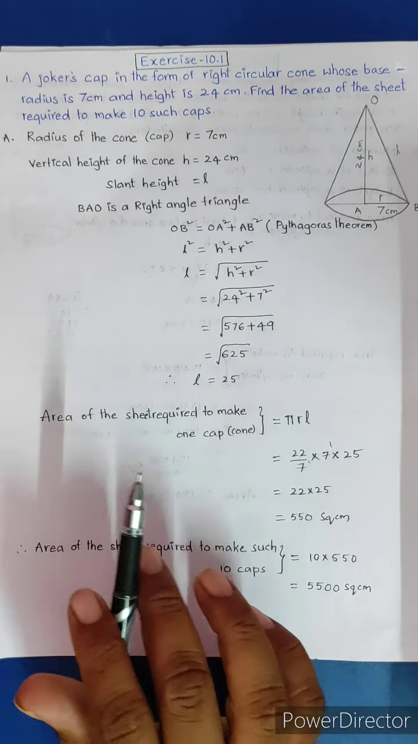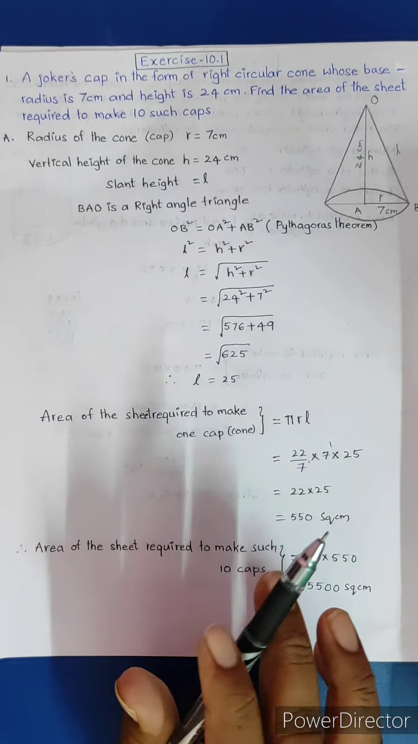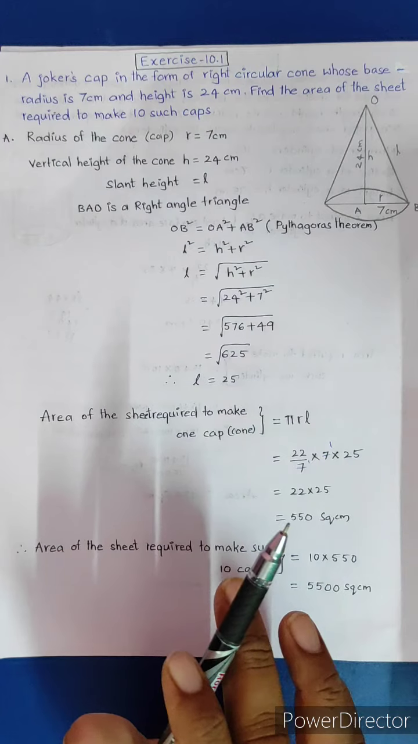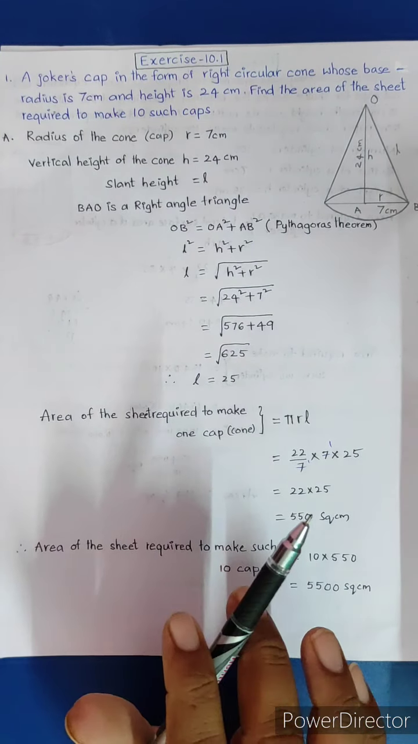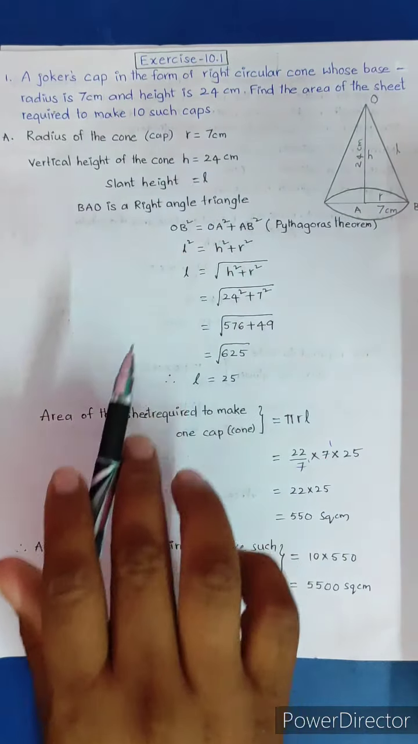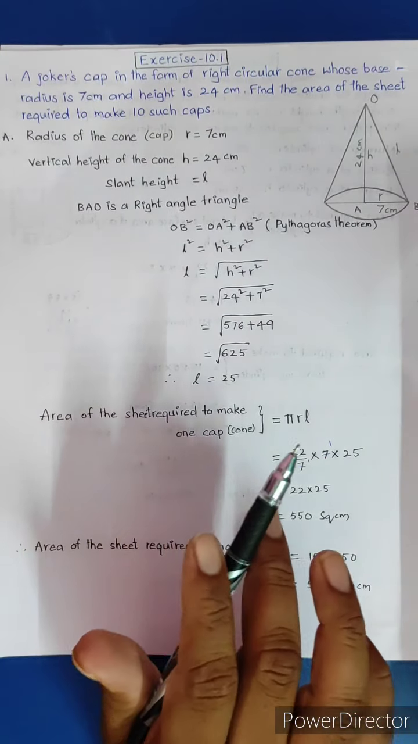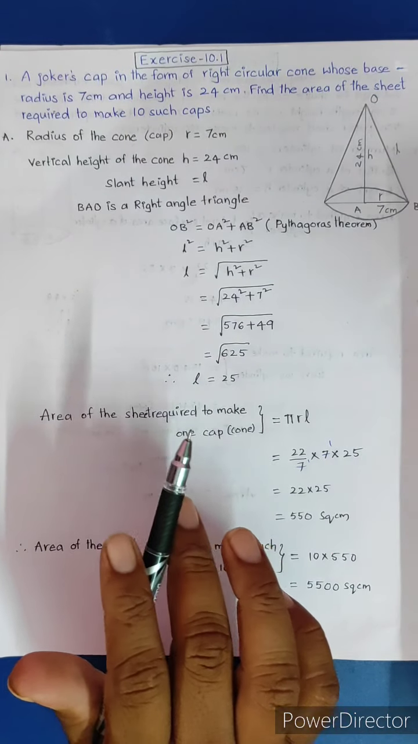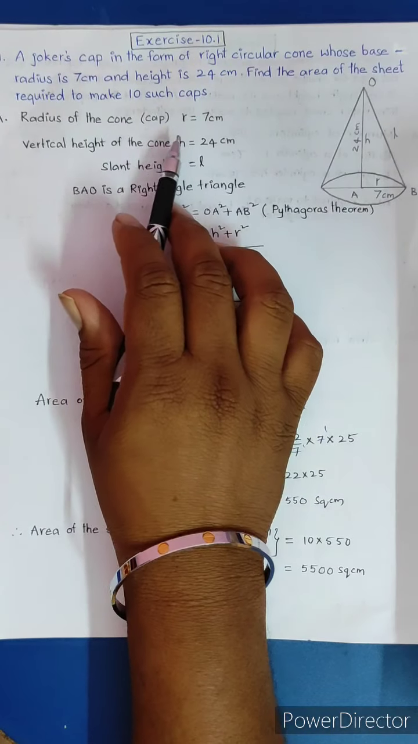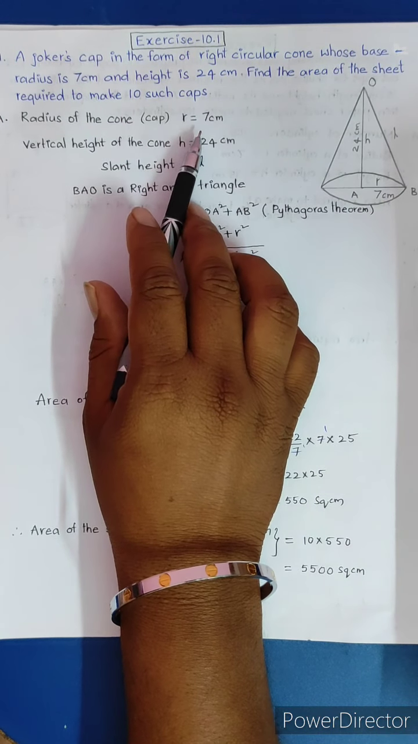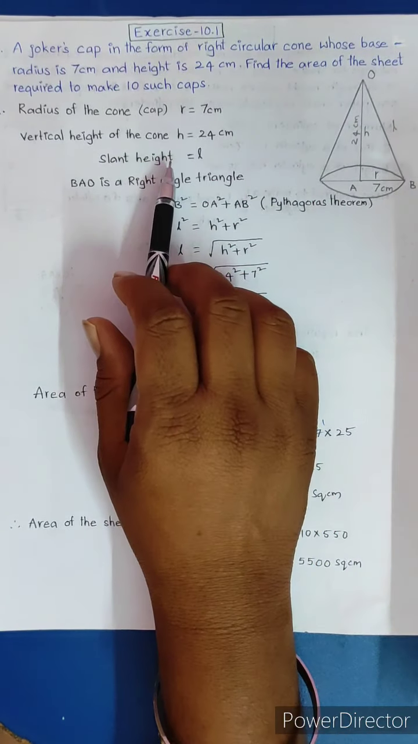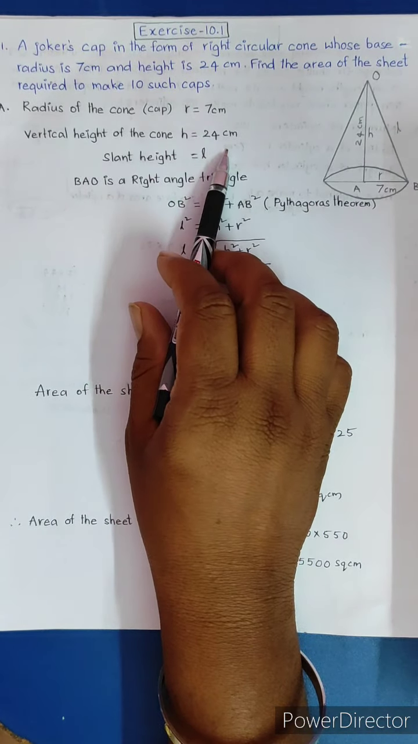Here, the joker cap is in the form of a cone. The cone's base is a circle with radius 7 centimeter, and the height of the joker cap is 24 centimeter. Find the area of the sheet required to make 10 such caps. Now the radius of the cone, the radius of the cap base, is r = 7 centimeter. The vertical height of the cone is h = 24 centimeter.